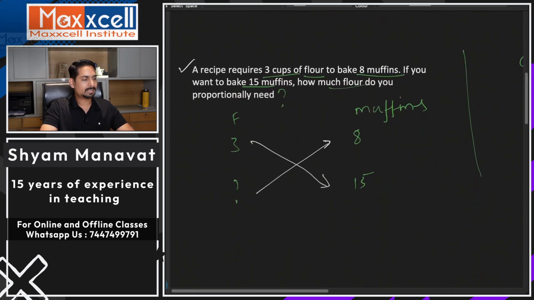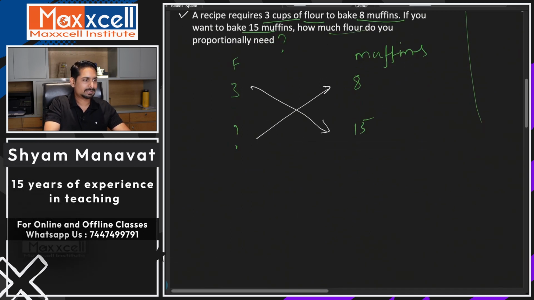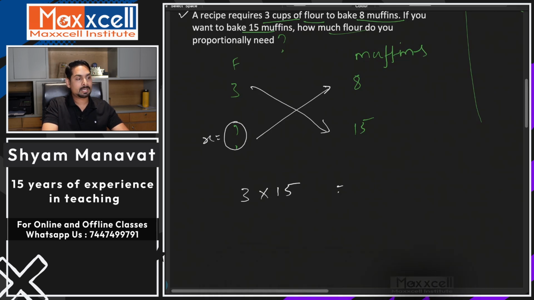So how do we solve this? Cross multiply. We say 3 into 15, and let's assume this question mark to be x, the number of cups required, that's equal to x into 8. That is cross multiplication. Yeah, this is chain rule.